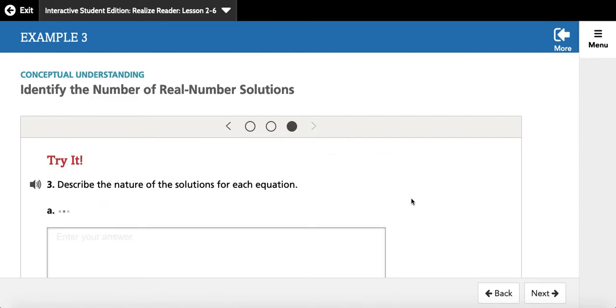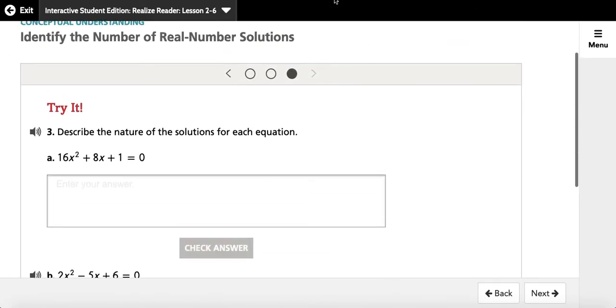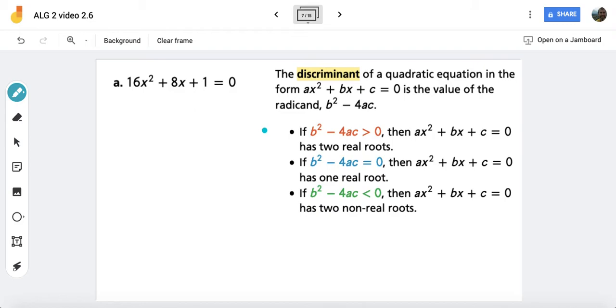Looks like they jump right into doing two problems. Let me change to this screen so that you can see what you need to do. Go ahead and click pause, give it a shot, and then come back.